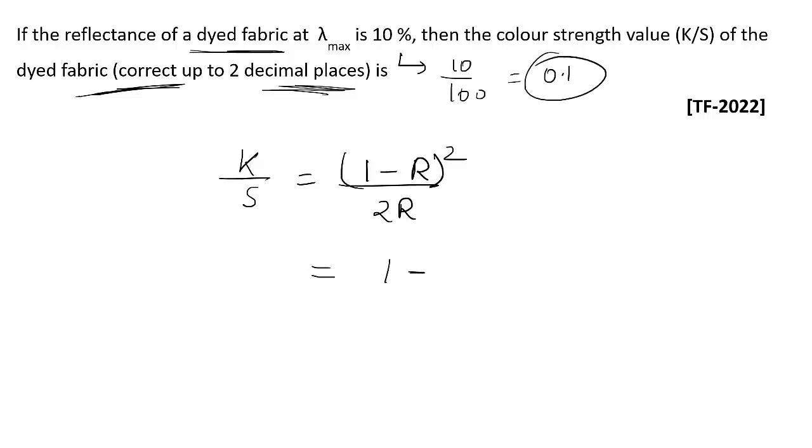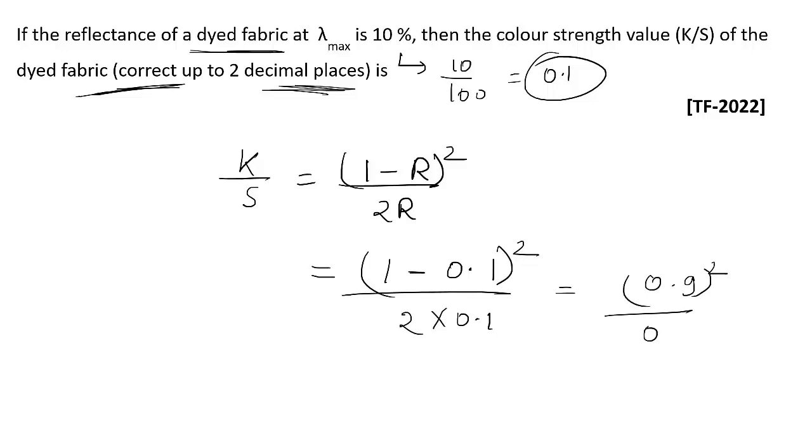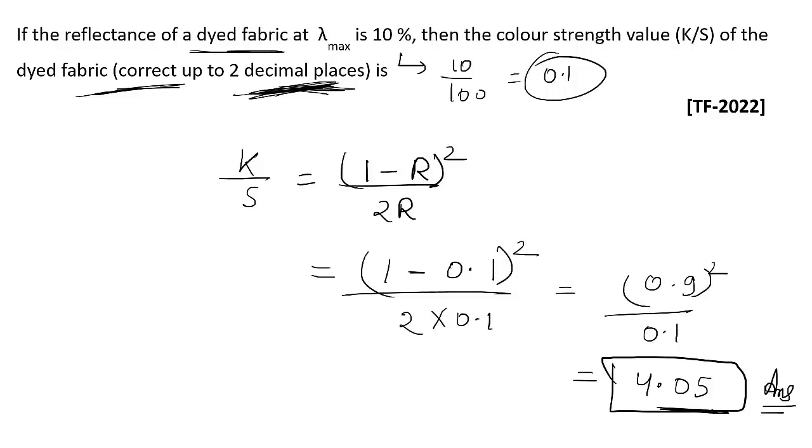So just write the value: (1 minus 0.1) whole square upon 2 into 0.1. That is 0.9 whole square upon 0.1. When you solve this, it comes out to be 4.05. The answer should be given in 2 decimal places. So this is the 2 decimal places, and 4.05 is the correct answer.